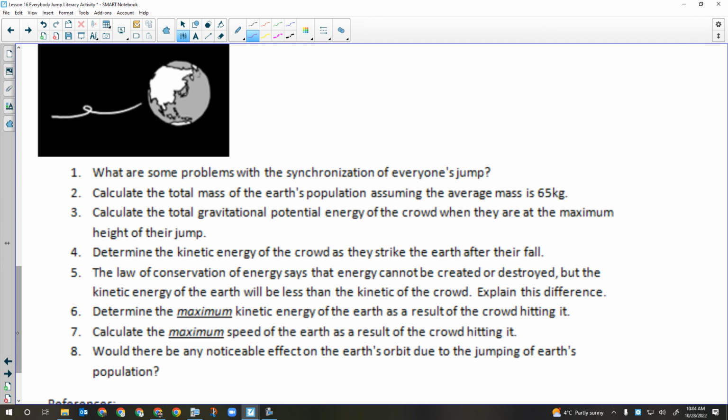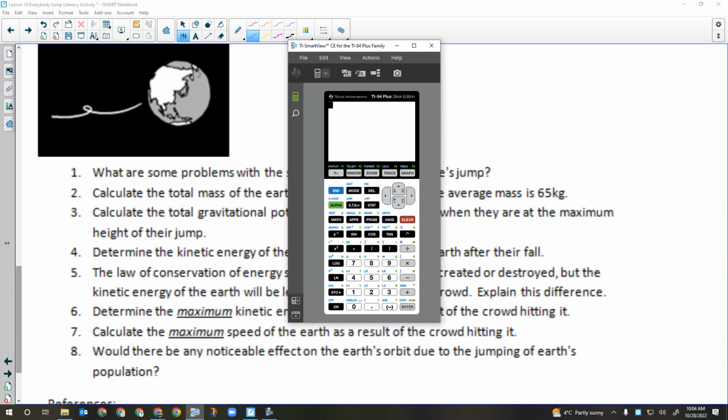Let's calculate the total mass of Earth's population, assuming the average mass of a person is 65 kilograms. If I want to do that, I'm going to take, we'll just say, 7 billion people for the sake of expediency here. Yeah, that's 7 billion. All right, there's the mass of the entire human population. Is it a lot smaller than the mass of the Earth? Yeah, absolutely. 4.55 times 10 to the 11th kilograms.